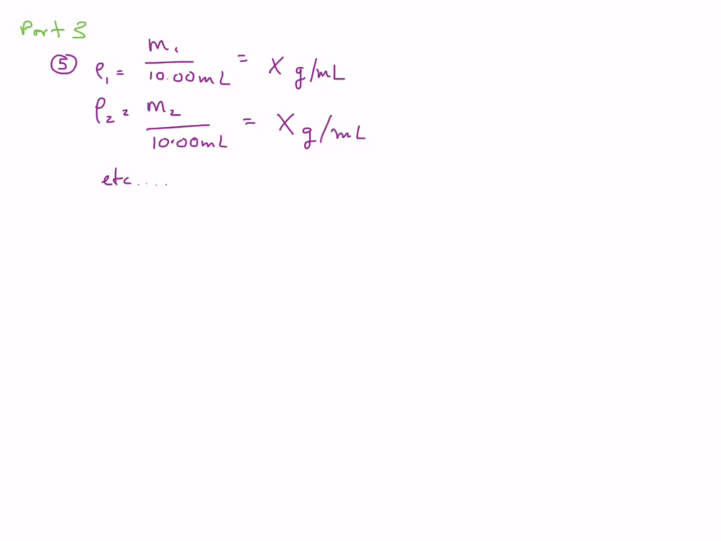Density is mass divided by volume. In each case, your volume was a sweet 10.00 milliliters. So you'll have at least 6 of those. That's calculation 5. Calculation 6 is just a simple average. So for calculation 6, we're going to add them up, and if there were 6, we're going to divide by 6.